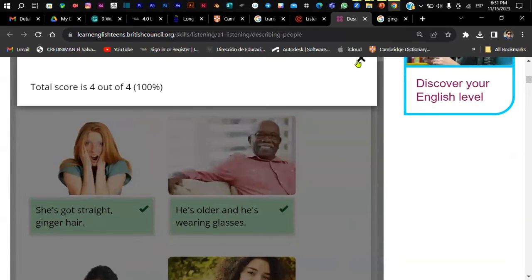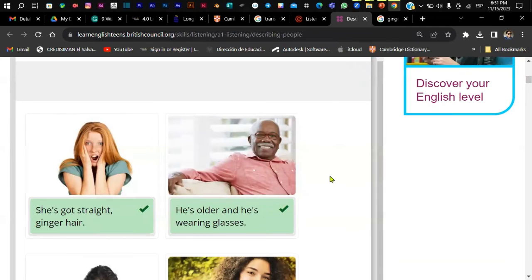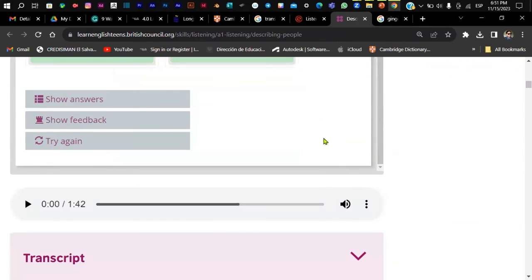But at the beginning, you were close to being correct. But you focused on the description and the pictures. Nice. Se enfocó en la descripción y en la picture. Okay, pretty good. Let's see.